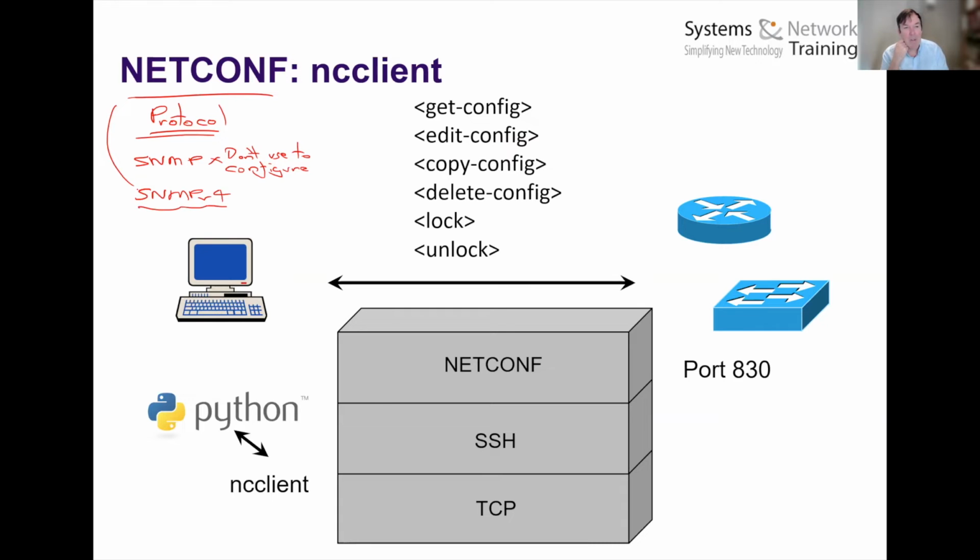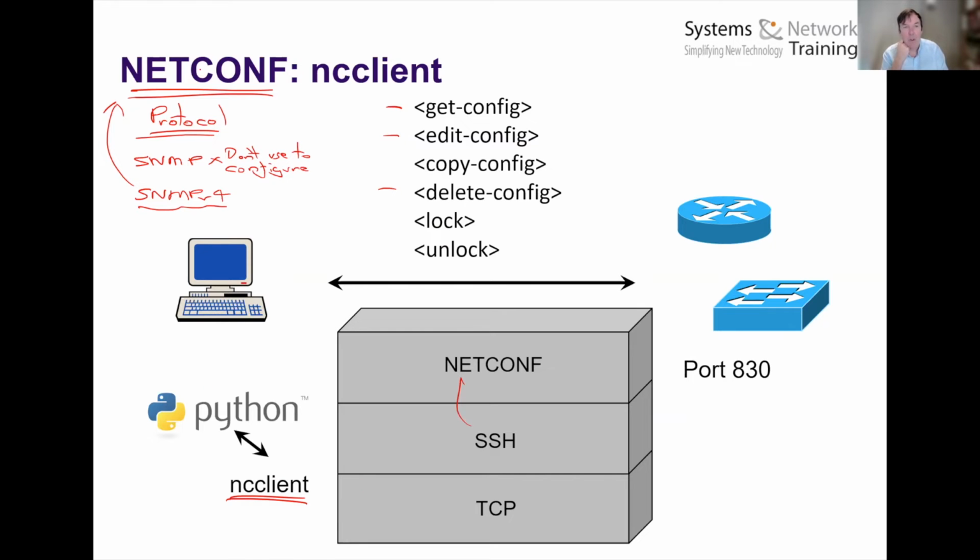Instead of coming up with SNMP version 4, they came out with Netconf, and it's designed to work with configurations. It's got get config, edit config. We can delete configs, we can lock the configs, all sorts of good things. You can't see this in Wireshark that easily because it is secure. It runs on top of SSH. And the library that implements it for us is ncclient.